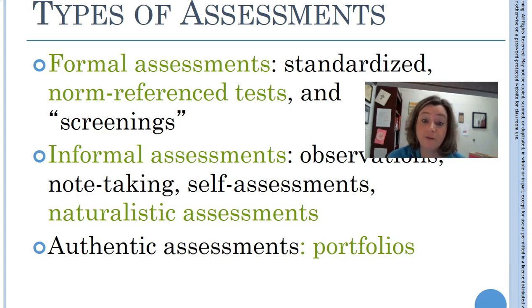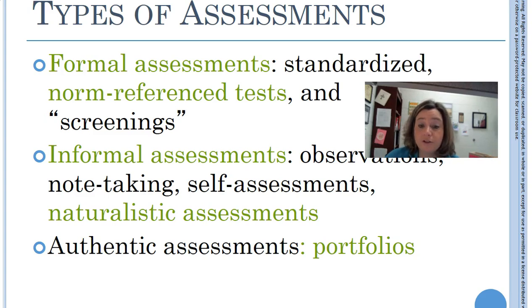We use a lot of informal assessments in early childhood because we use observations, we take notes, we can use self-assessments, naturalistic assessments. Those are just ones that are occurring in the natural environment, so we're not setting anything up for children. We're just simply assessing what's happening during the course of their day. And then another type of assessment is called authentic assessment, and that's where you use a portfolio as a way to kind of make a determination on what children have learned.